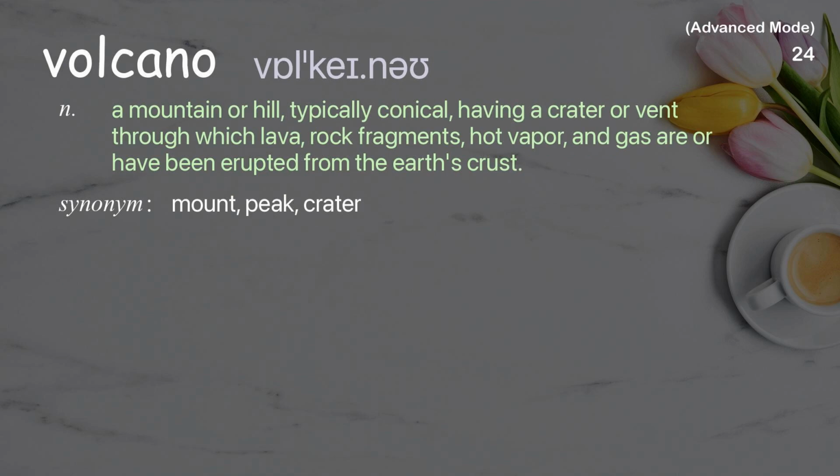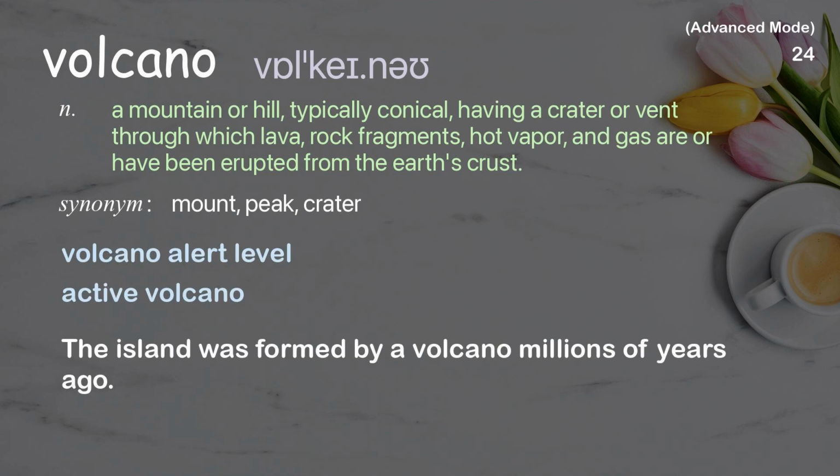Volcano. A mountain or hill, typically conical, having a crater or vent through which lava, rock fragments, hot vapor, and gas are or have been erupted from the Earth's crust. Examples. Volcano alert level. Active volcano. The island was formed by a volcano millions of years ago.